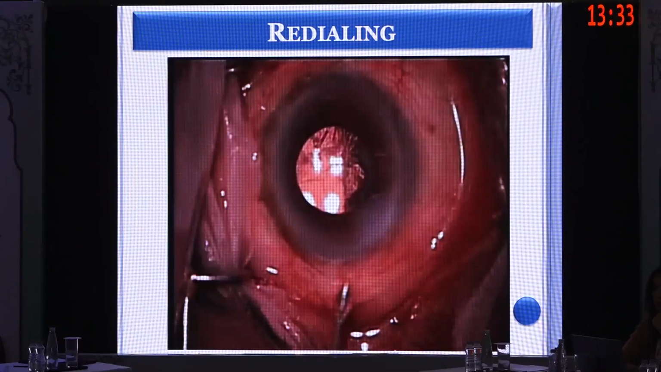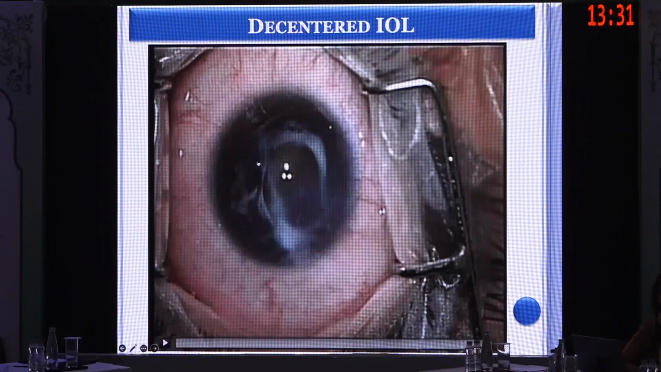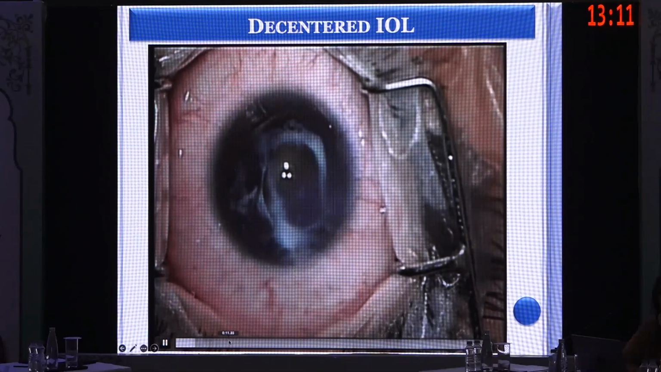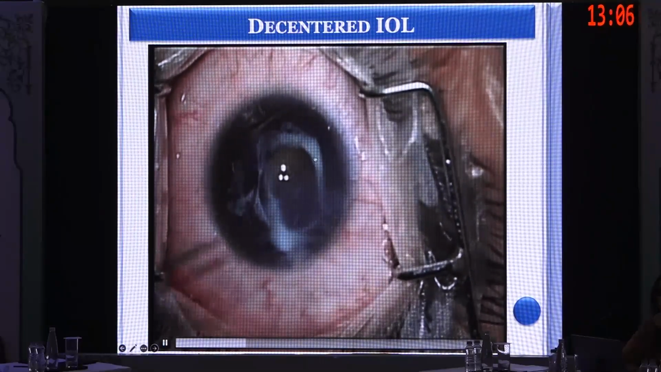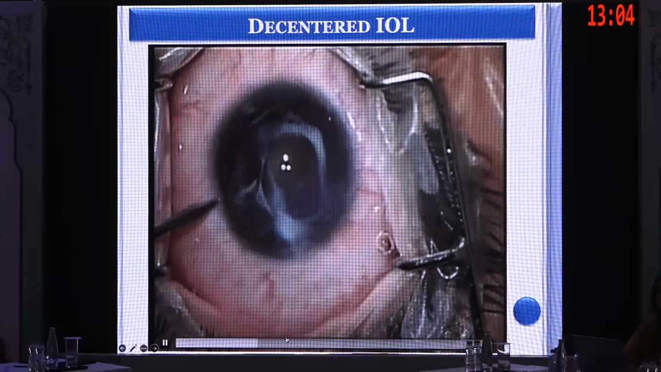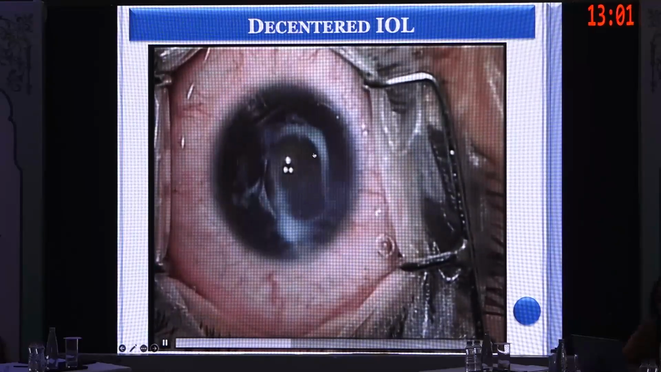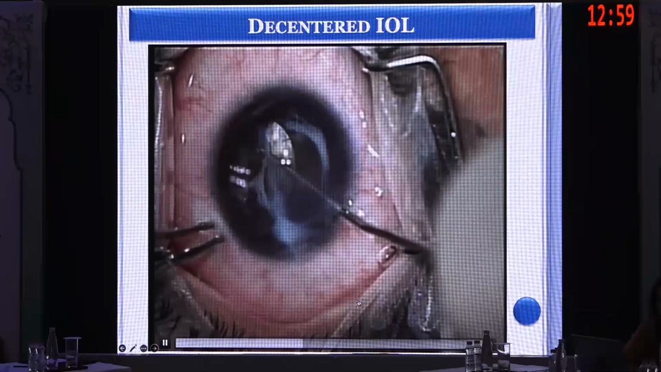That is one problem. The second issue is again a case of a decentered IOL, a case wherein the corneal perforation repair was done, lens matter aspiration was done. This is the central area wherein the capsule is damaged, and a lens was implanted in the sulcus which got decentered because of the zonular deficiency somewhere here. So I'll just show here that since the lens is present here and there is an opening here, you can just bring the lens to the center and capture the optic into this opening.